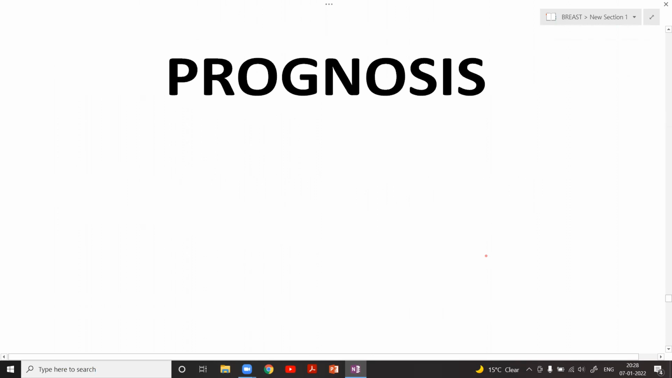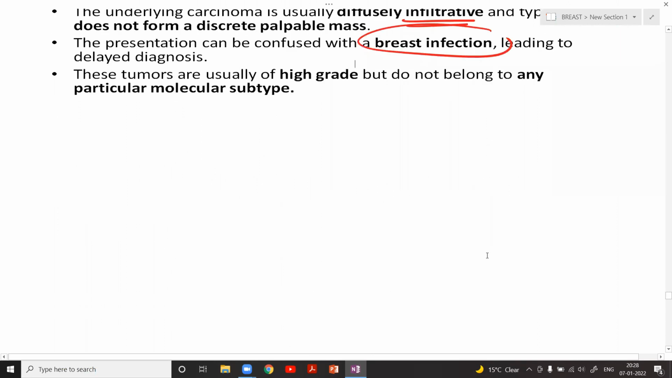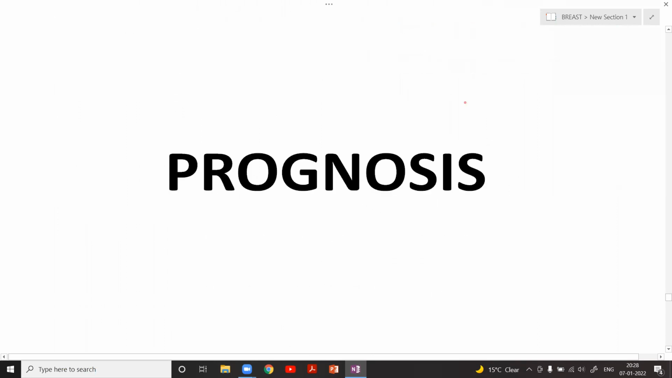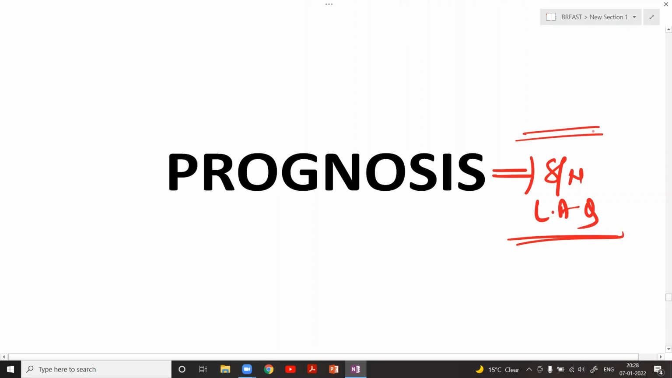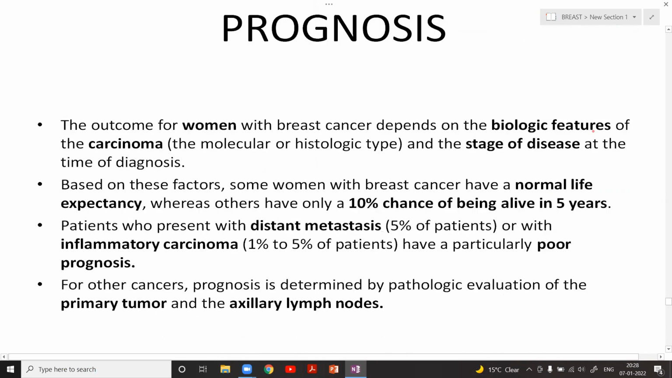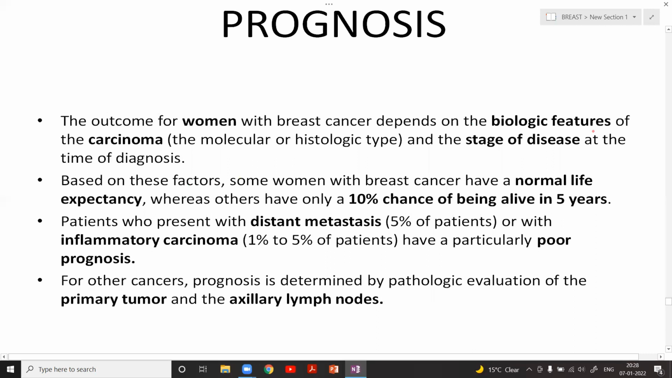Now we have completed the special types of breast carcinoma. We have to discuss the prognosis of breast carcinoma, because an important short note and sometimes long answer question is asked just on the prognosis of breast carcinoma. Very important, the outcome for a woman with breast carcinoma depends on the biological features, that is, the molecular type of the tumor, whether it is luminal, HER2 or basal, and the histological type.